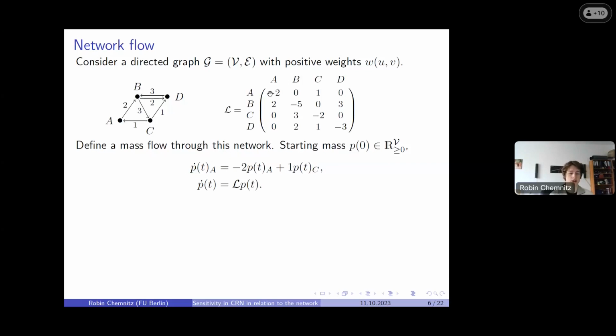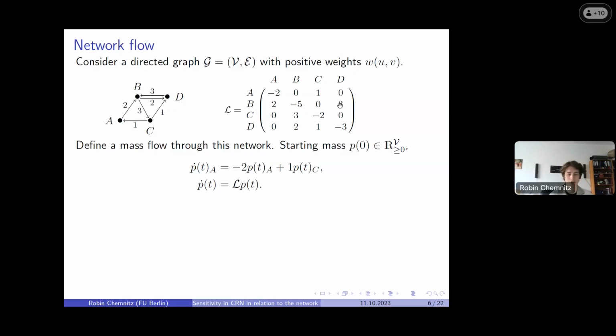And here you can see that in the first row we exactly have the differential equation for A. On the diagonals we have all the exit rates. So for example in B we have an exit rate of 5 because there's an edge going out with weight 2 and an edge going out with weight 3. So we have a total outgoing weight of 5.